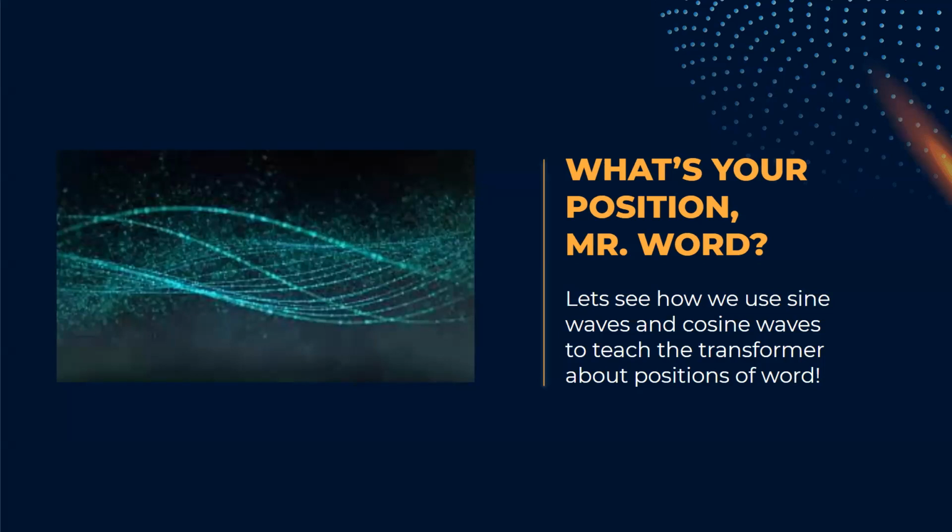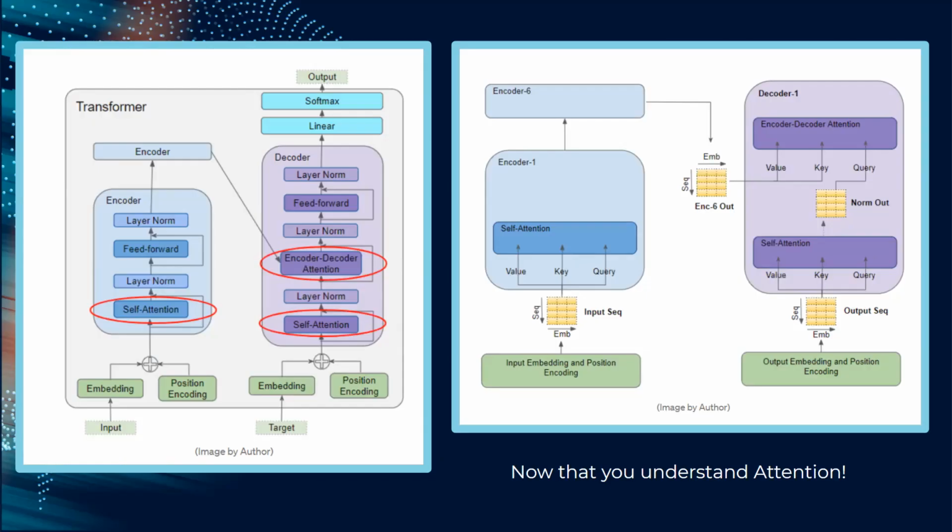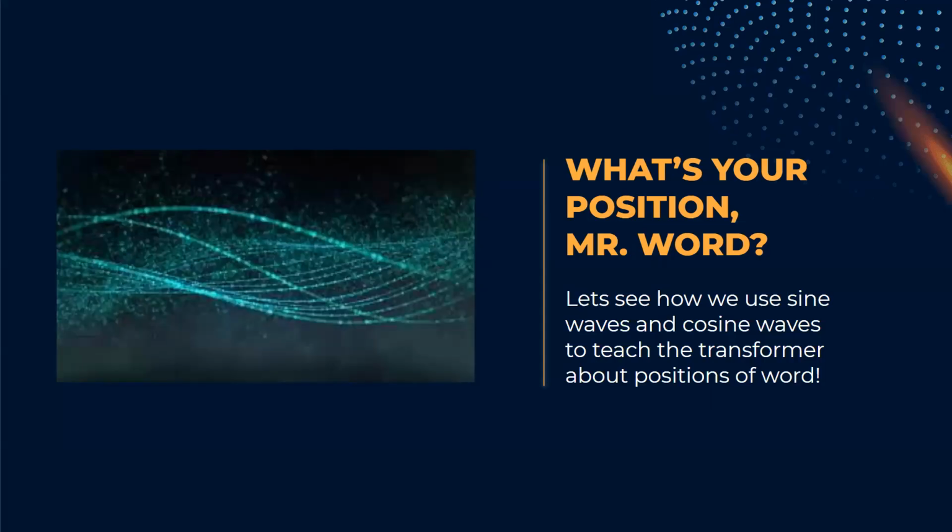Attention Is All You Need paper introduces positional encoding. This positional encoding is a very useful concept that allows the transformer to learn which word is present in what part of the sentence. They use sine and cosine waves to teach the transformer about the positions of the words.